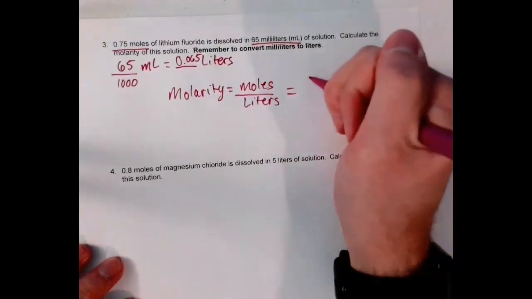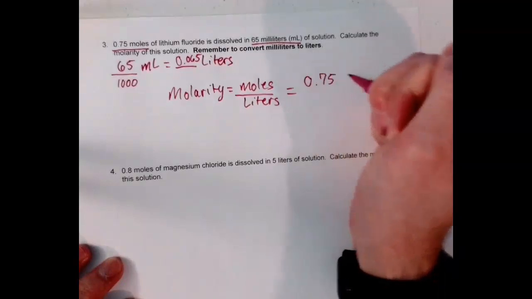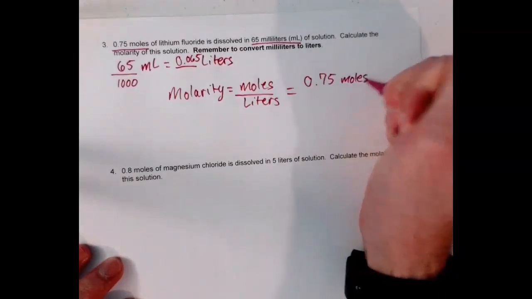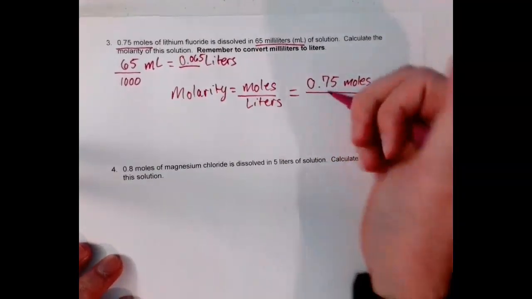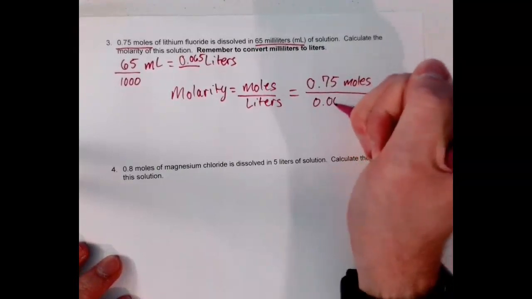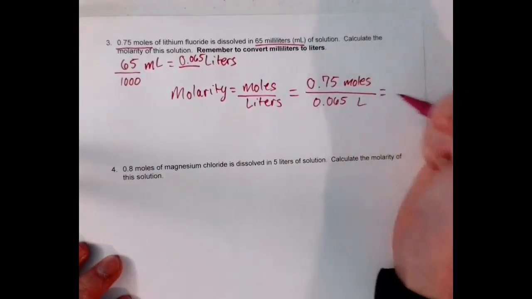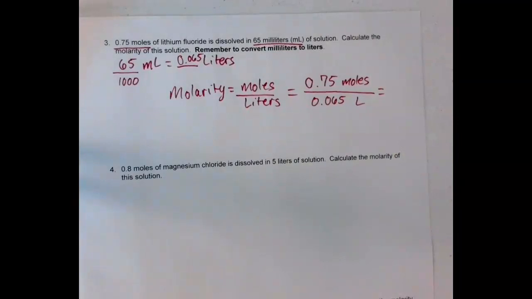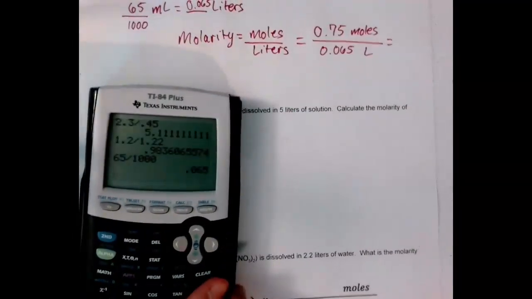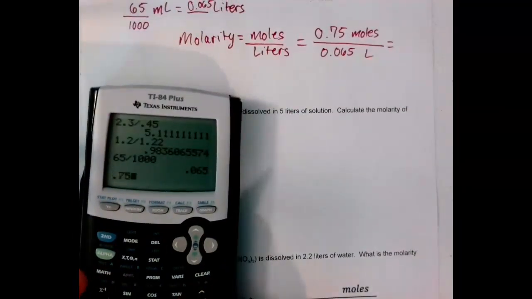equals 0.75 moles divided by 0.065 liters. All right, now let's get out my calculator again. Okay, so I've got 0.75 divided by 0.065.